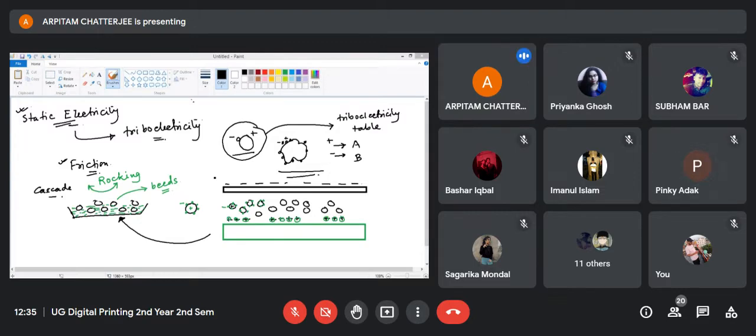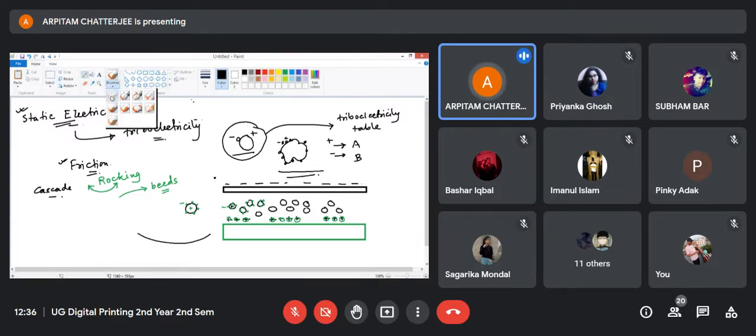No, sir. Okay, now coming to the fur brush development. It is the same way, but the only thing is, instead of this cascade, we use a fur brush. Now what is this fur brush? From the name, as you can understand, this is a brush like this which has a fur material.